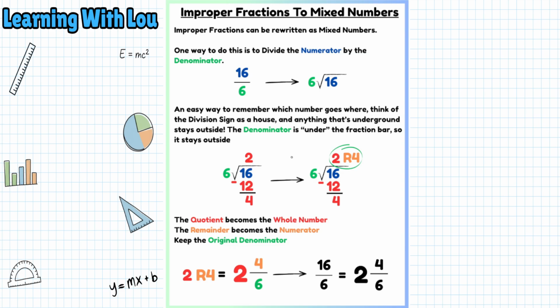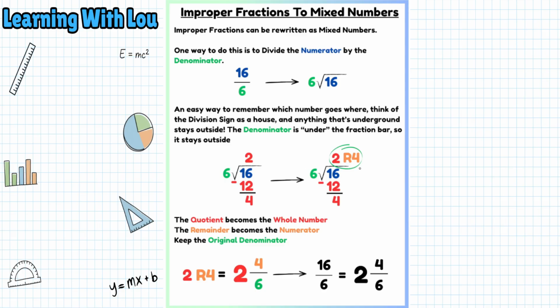Now that you have your division set up, you could just say to yourself, 6 can go into 16 2 times, so I put my 2 up here. 6 times 2 is 12, so we subtract 16 minus 12, which gives us 4. Now that my number here is less than the number I'm dividing by, I have a remainder. My answer is 2 remainder 4.